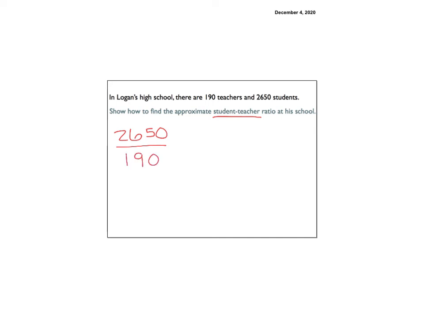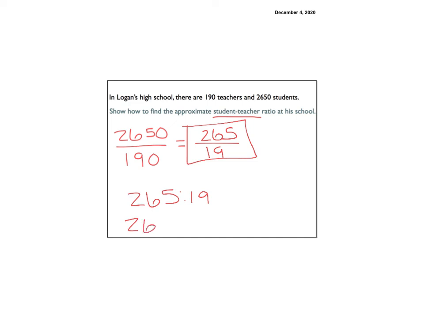All right, so again, the order does matter. So now I'm going to look and see if I can reduce this, which I can, which again, I can divide both of these numbers by 10. So that will give me 265 over 19. All right, so that's my ratio, my student to teacher ratio. Now again, I can write it as 265:19 or 265 to 19. All three are acceptable answers.